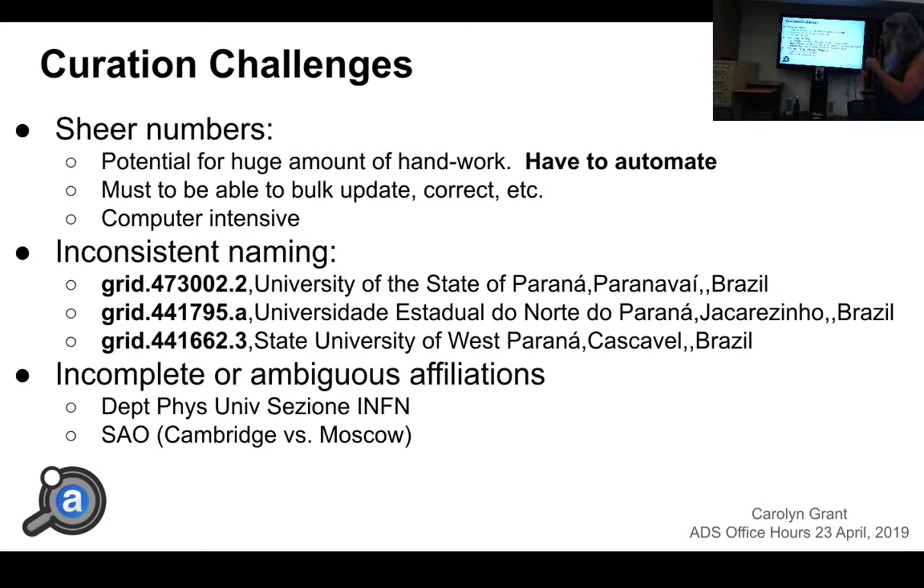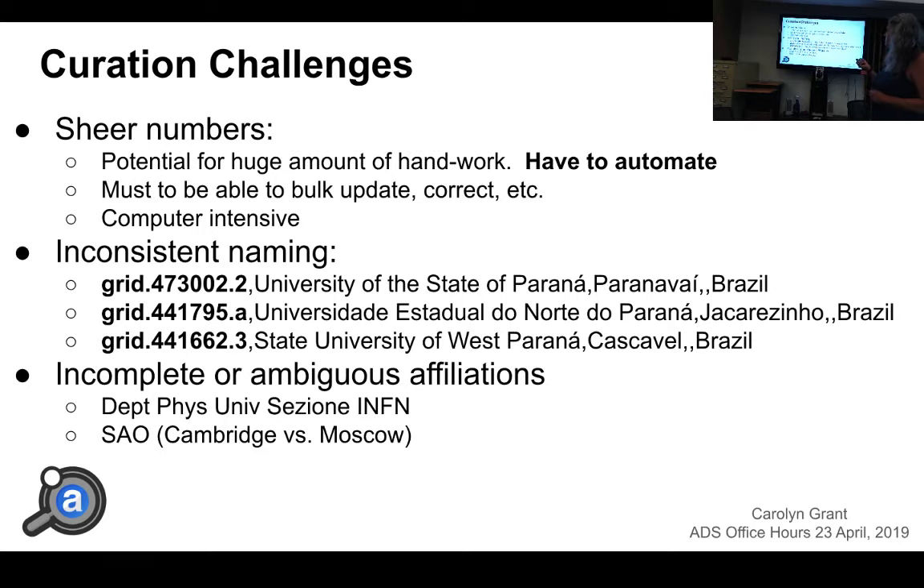Inconsistent naming: this GRID identifier is sort of what the standard is at this point. There's been a lot of work by the groups that participate in ORCID, who are doing something called the Research Organization Registry, ROR, and they've used GRID as a basis for it. But you can see that there are three different institutions, but they should be similar because they're state universities in Brazil. One is inverted in English, one is not in English. There are accents, so there are all sorts of tricks and pitfalls that you might run into.